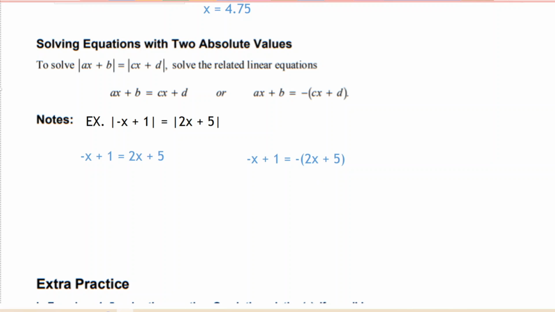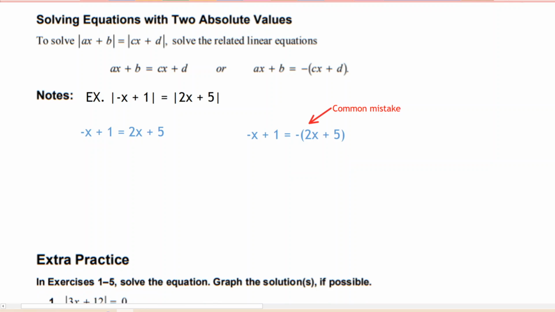So it's important that you observe the rules here. We're going to put a negative sign in front, and then we're going to put a parenthesis around the entire inside. So basically we're trading the absolute values for parentheses and putting a negative in front of it. Okay, so this is a place where people commonly make mistakes. All right, let's solve this first one.